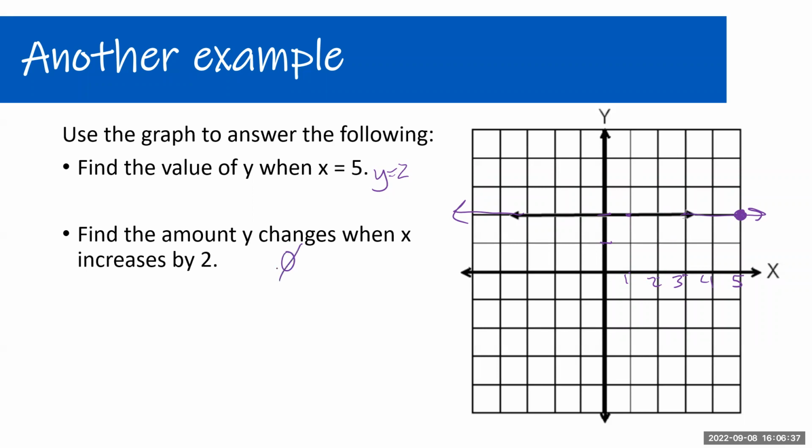And that makes sense because look at this. It's a horizontal line. It has a 0 slope, right? So it doesn't matter how far left or how far right we go. It's not going to go up or down.